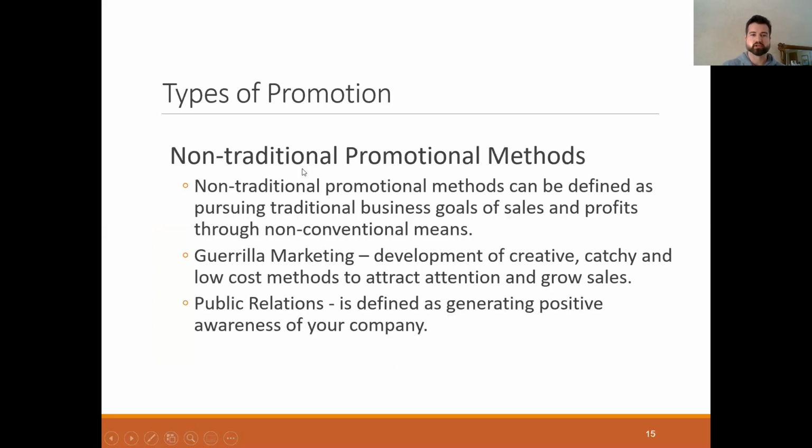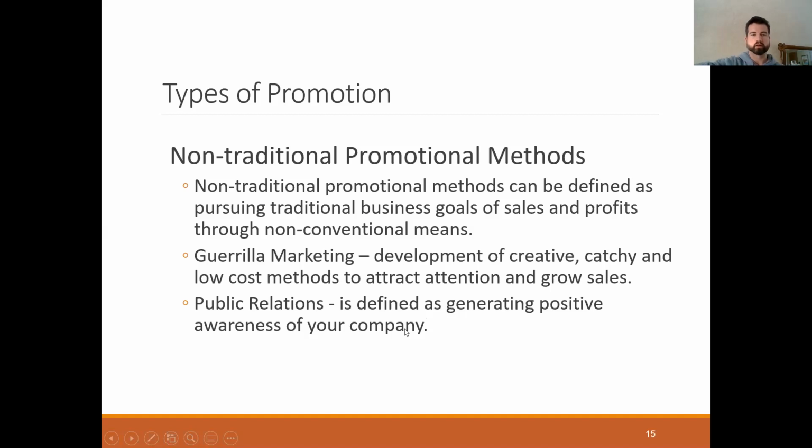Next thing is non-traditional promotional methods. That's pursuing traditional business goals of sales and profits through non-conventional means. Things like guerrilla marketing, you've probably heard that term before: development of creative, catchy, and low-cost methods to attract attention and grow sales. And public relations is defined as generating positive awareness for your company.